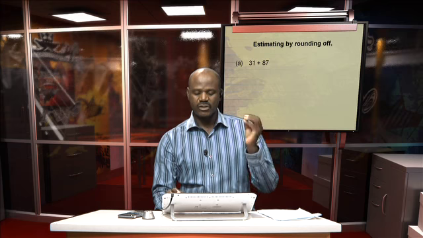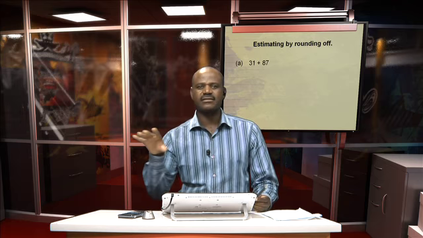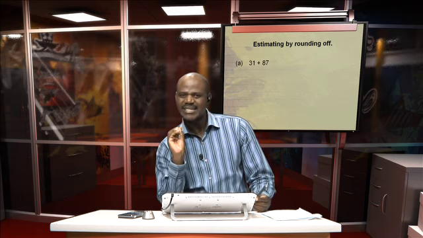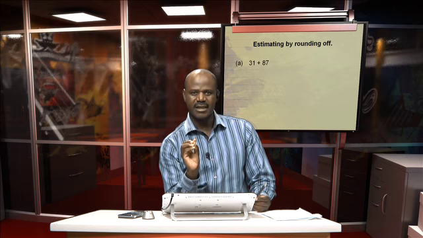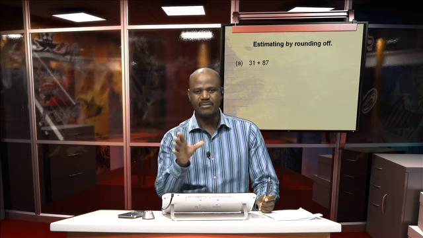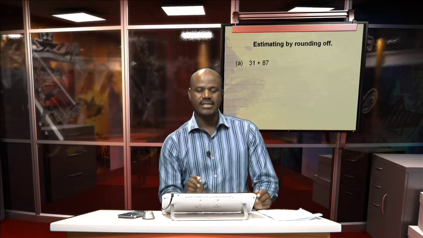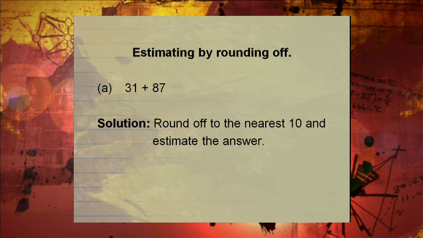In this case, guys, I'm going to talk of estimating by rounding off. We're not on the correct answer, but let's say in life you're dealing with like 99 plus 20. You can do your rounding off, so it's approximately this number. You're not getting an exact number. Now, in life, you know that we're dealing with those. Let's look at this. 31 plus 87. By rounding off, round off to the nearest 10 and estimate the answer.